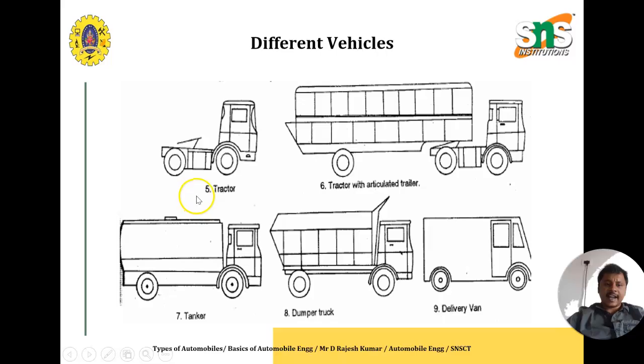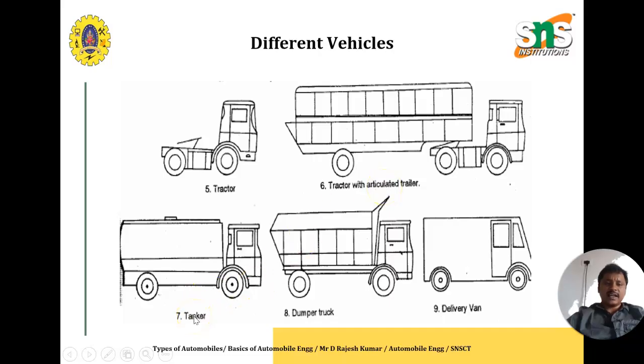Next is the tractor. A tractor is the vehicle which is used to pull heavy loads. Serial number 5 indicates the tractor. Serial number 6 is the tractor with the articulated trailer. A trailer is a load that is mounted over the wheels, which is pulled by the tractor. They are coupled together so that it forms the tractor with an articulated trailer.